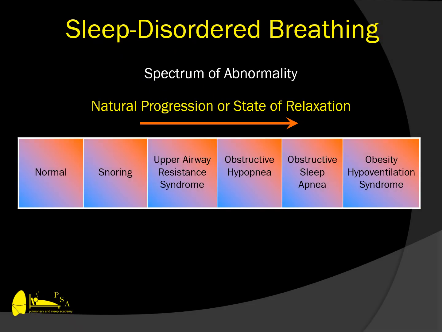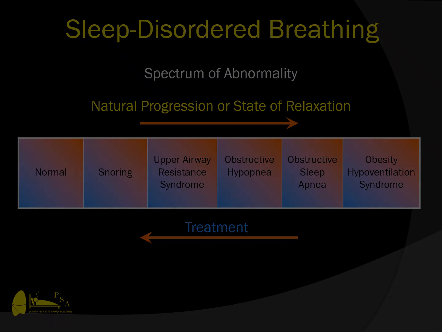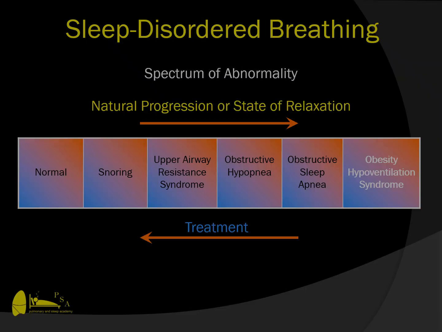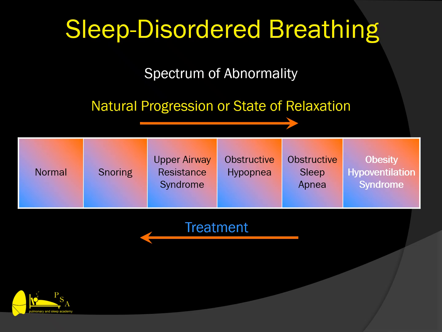Conversely, for those patients who have a state of sleep disordered breathing on the right side of the spectrum, treatment ideally will move the condition leftward. And this could include weight loss or other treatments to open up the airway. I'm going to take a closer look at two of these conditions on the spectrum with you next. The most mild form of syndromes in the spectrum is the one known as upper airway resistance syndrome. And at the most severe end of the spectrum is obesity hypoventilation syndrome.